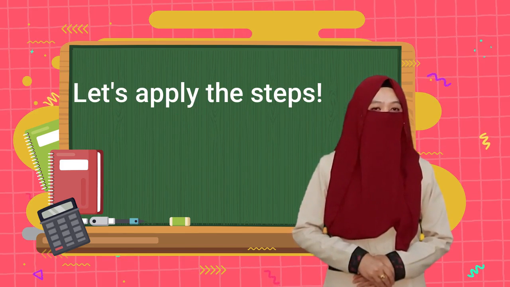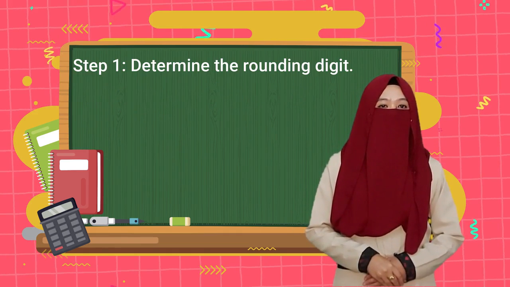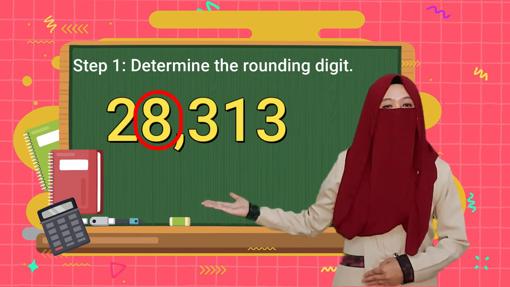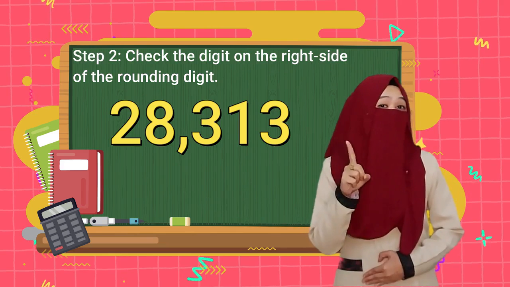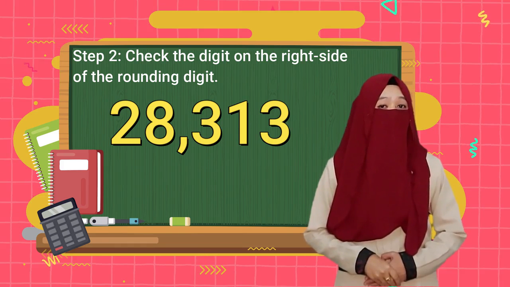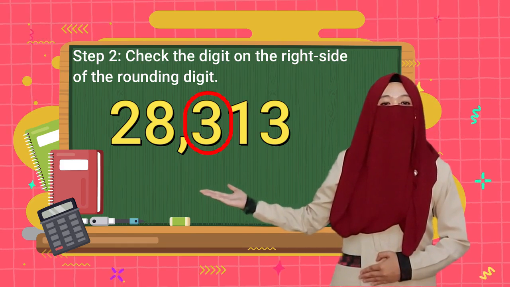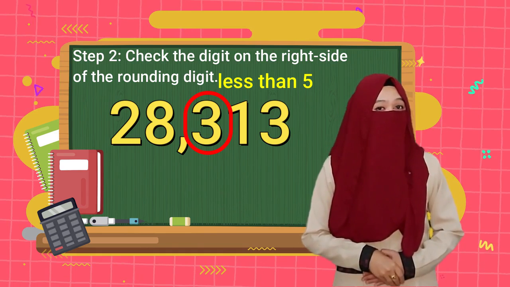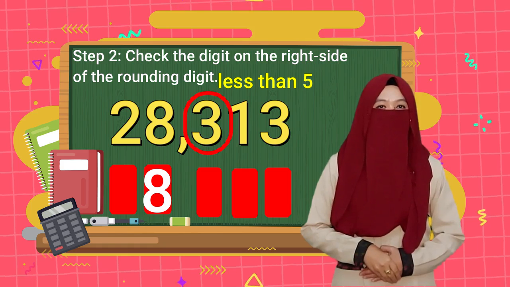Let us apply the steps. First, let us determine the rounding digit. In this case, we have the digit 8 in the thousands place. Next, check the digit to its right. Remember that if it is less than 5, we round down, and if it is 5 or more, we add 1. In this case, we have the digit 3 on the right side of the rounding digit, which is less than 5. Therefore, the rounding digit will stay as it is.